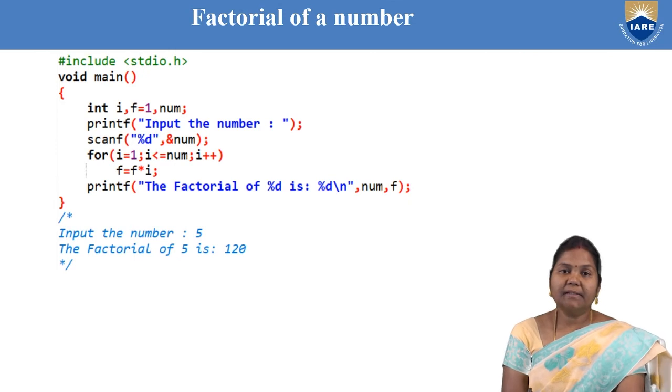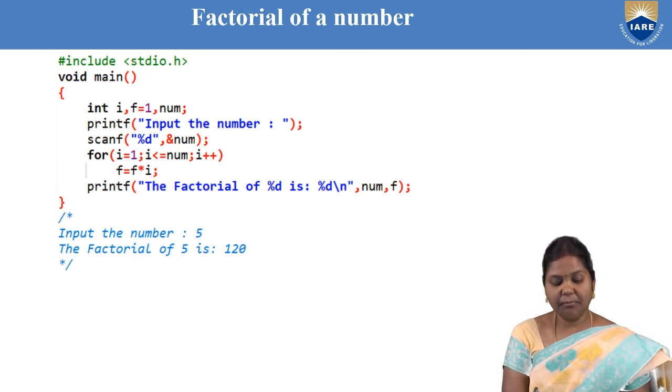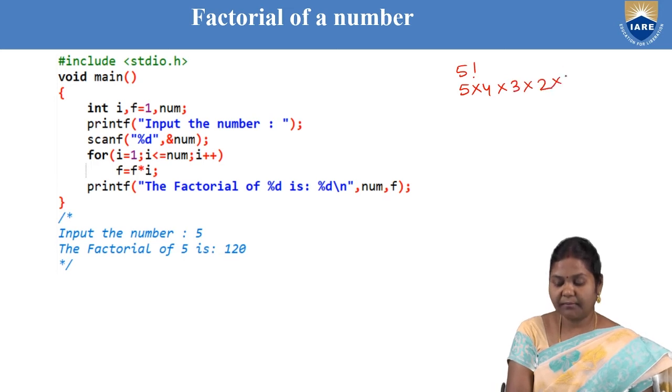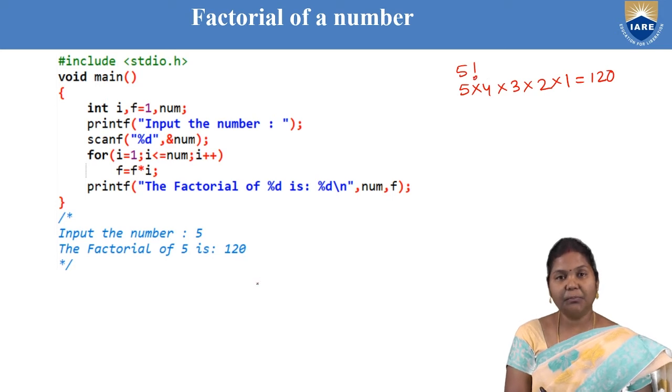Now the next example that we are considering is how to find the factorial of a number using a for loop again. To find the factorial of a number, the logic is: 5 factorial means 5 into 4 into 3 into 2 into 1, which is nothing but 120. This way 5 factorial is computed.